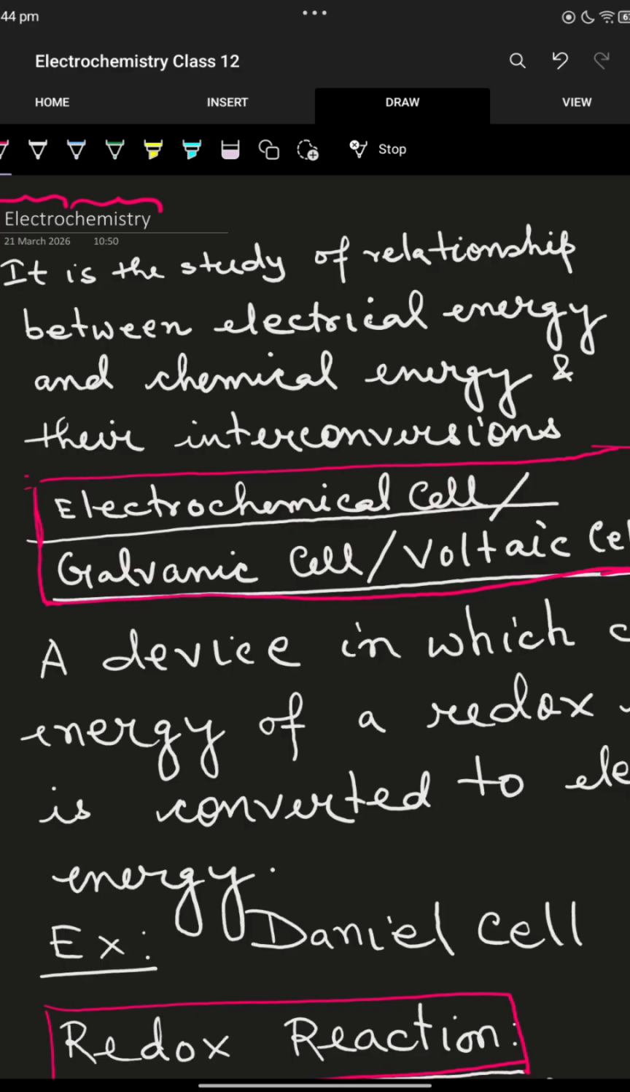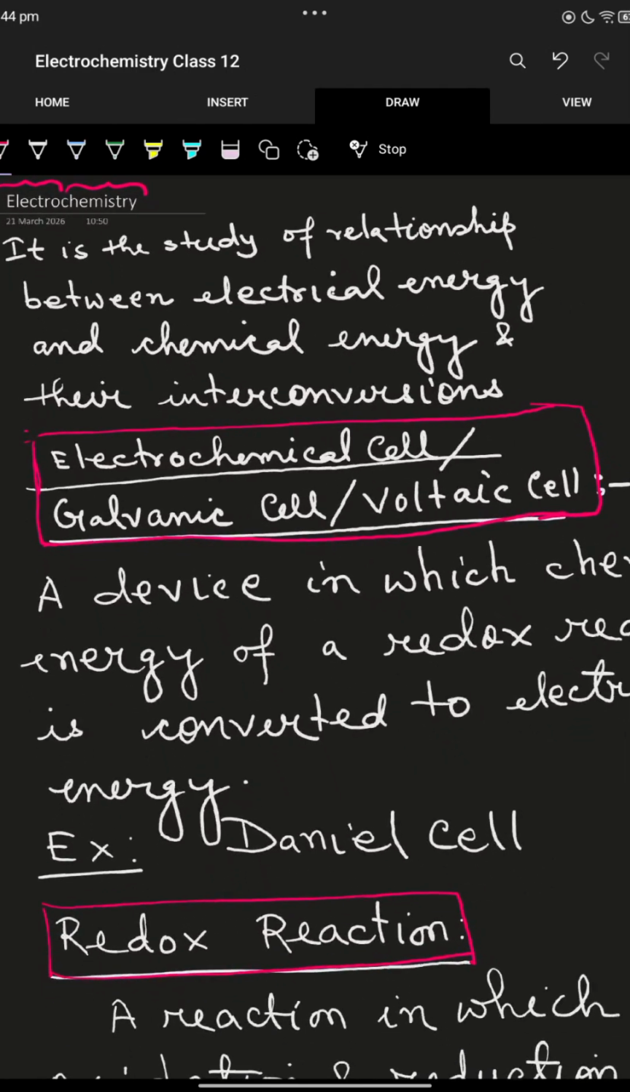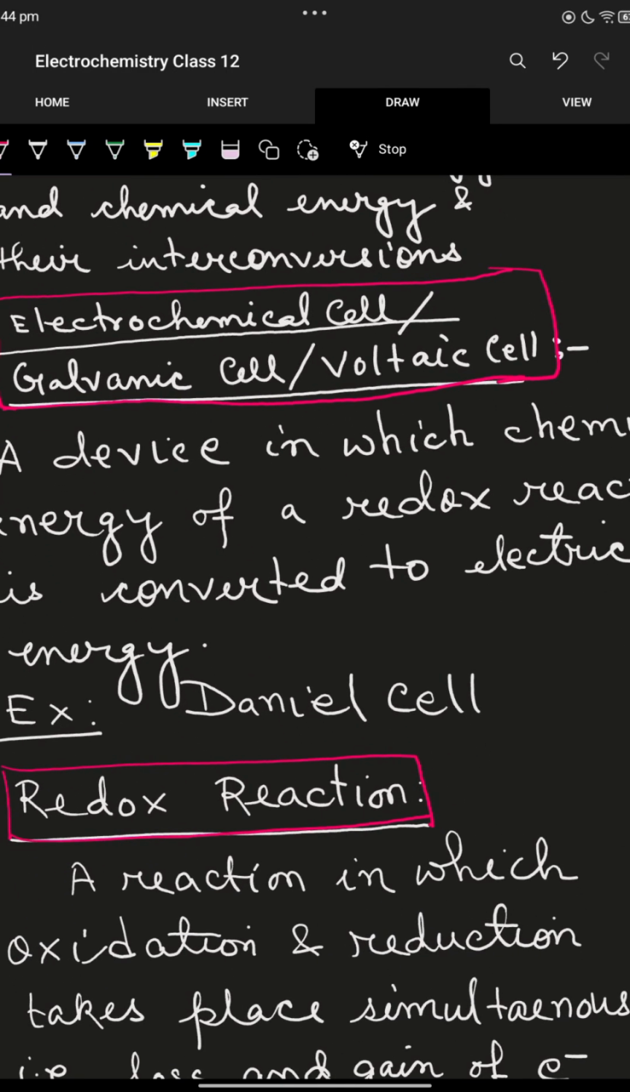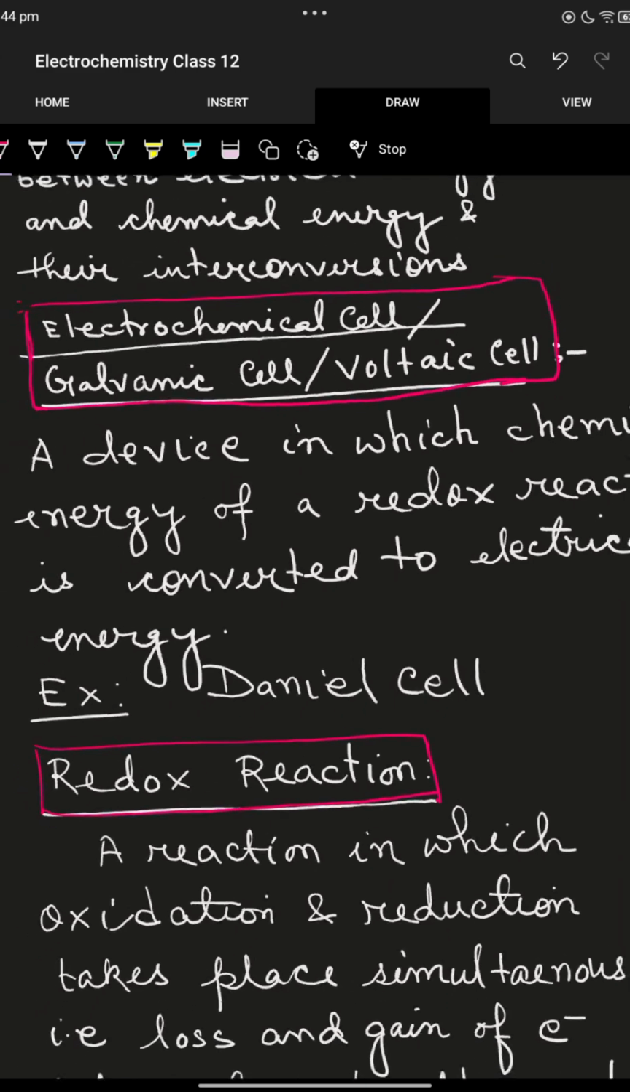and chemical to electrical. Now, when we are studying about electrochemistry, we have to study about electrochemical cell, galvanic cell or voltaic cell. All these three terms are used, and one such example is Daniell cell. The working of the Daniell cell will be there in my next video, that is the part 2.